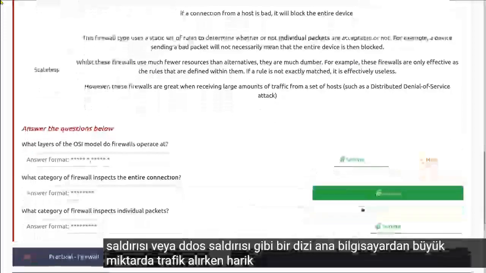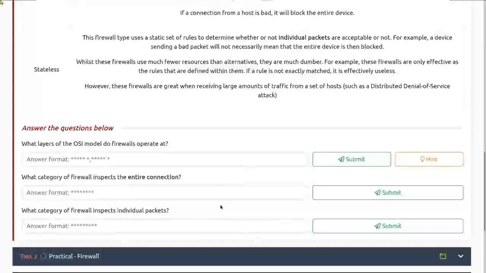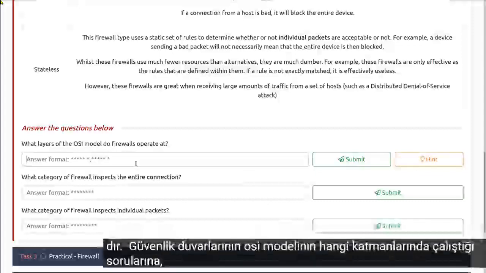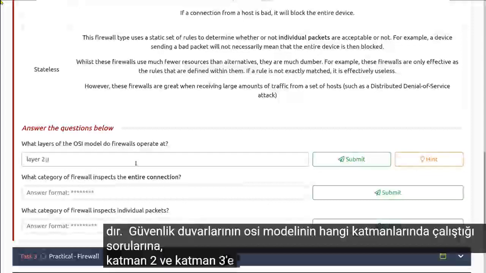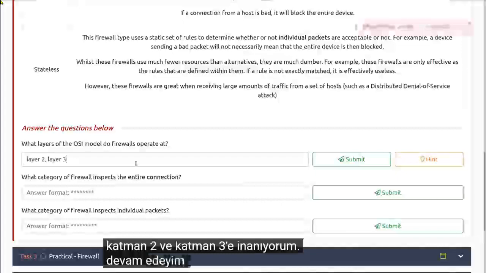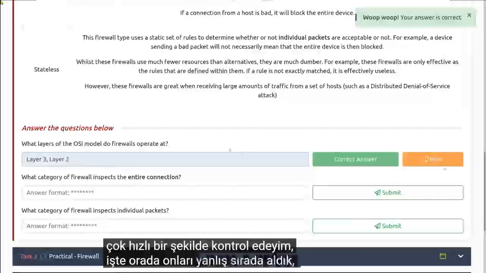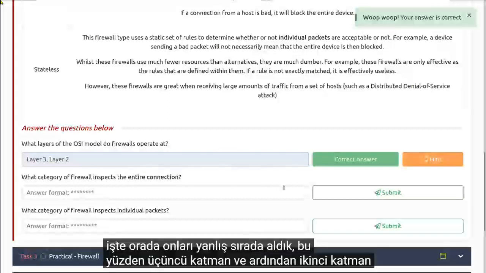Let's move into the questions. What layers of the OSI model do firewalls operate at? That would be, I believe, layer 2 and layer 3. Let me go ahead and check my notes real quick. There we go. Had them in the wrong order. So layer 3 and then layer 2.